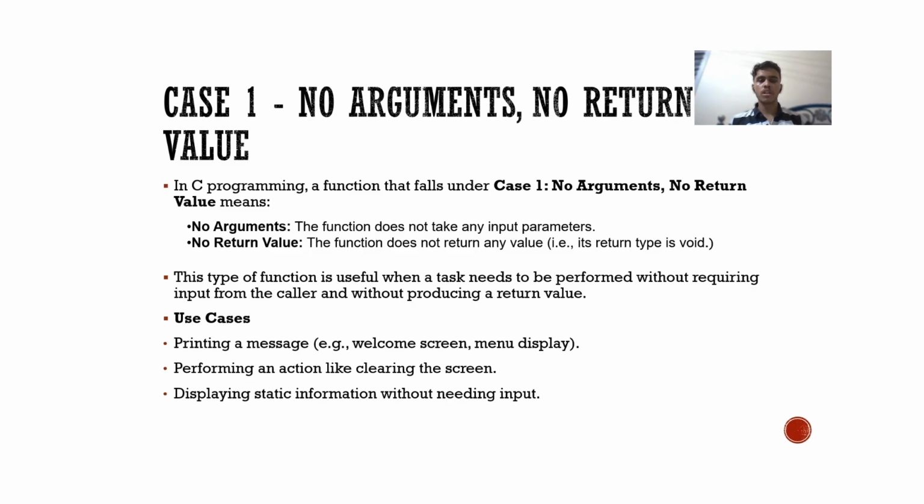No argument means the function does not take any input parameters. No return value means the function does not return any values. That is, its return type is void. This type of function is useful when a task needs to be performed without requiring input from the caller and without producing a return value.